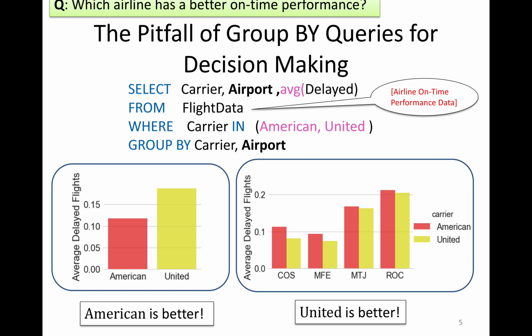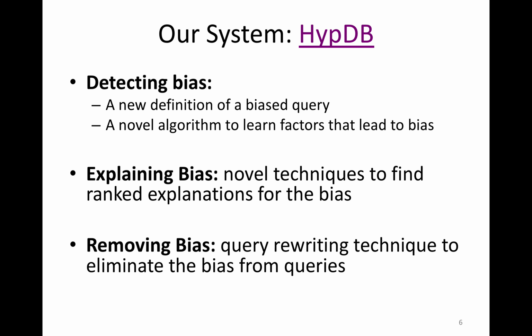More precisely, the problem that we looked into in this project is the following. Given a group-by SQL query used for decision making, we detect whether it is biased for decision making, we measure and report the bias, and we automatically repair the query to remove bias. More specifically, we propose HypDB, the first database system which detects, explains, and removes bias from SQL queries. Instead of discussing the technical contributions of HypDB, I'll demonstrate how it handles the biased query from flight data.